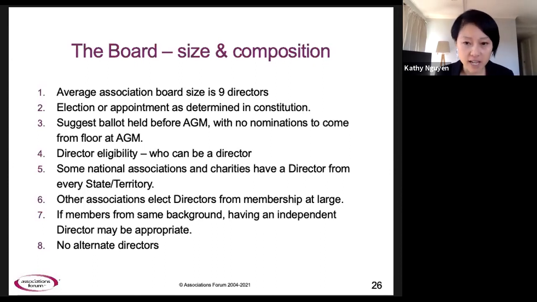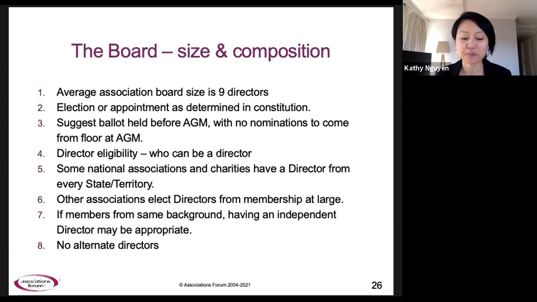The reason for that is the CEO is accountable and reports to the board, so they shouldn't be part of the board. However, that doesn't preclude the CEO from attending board meetings, and most CEOs would attend every board meeting. Some CEOs are also the company secretary, so they'd attend the board meetings anyway. But generally, we do not recommend that the CEO is a member of the board.